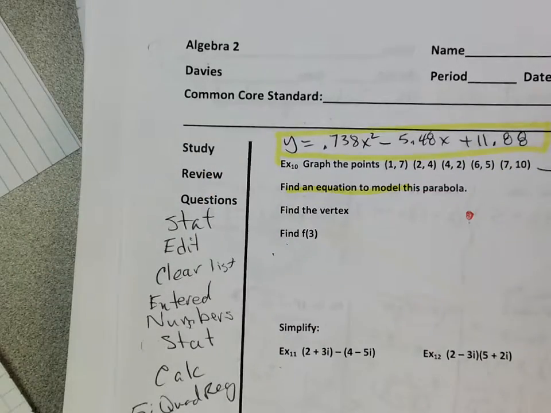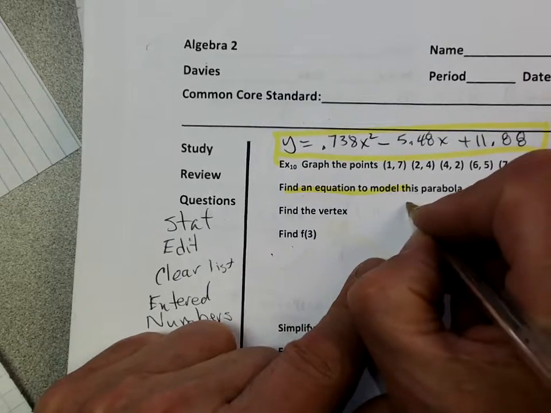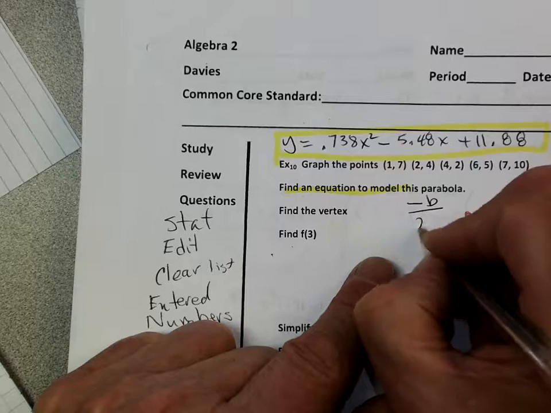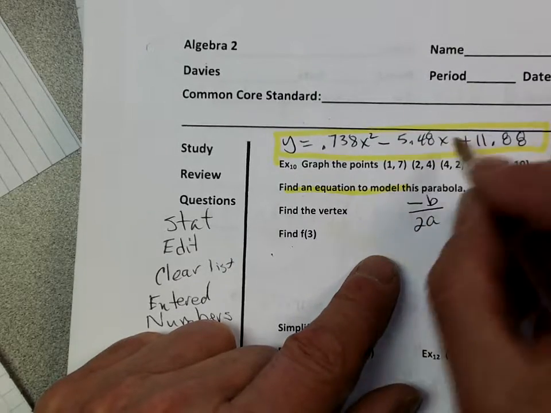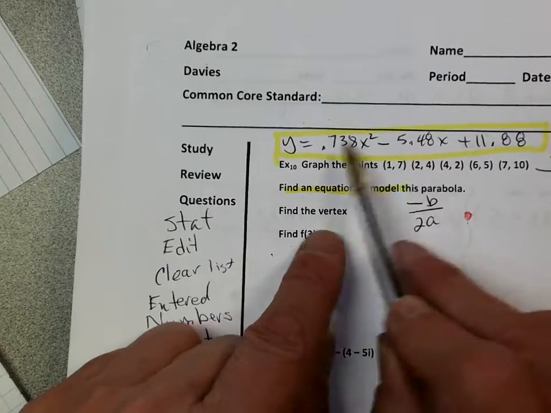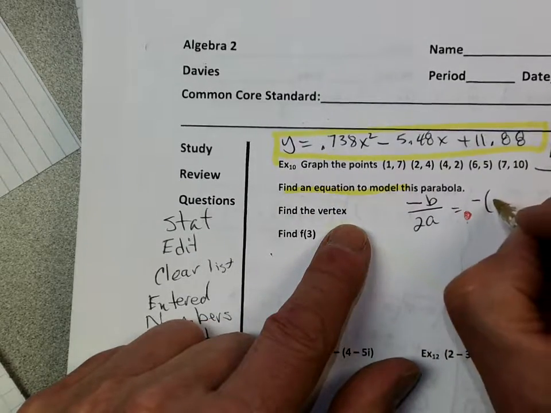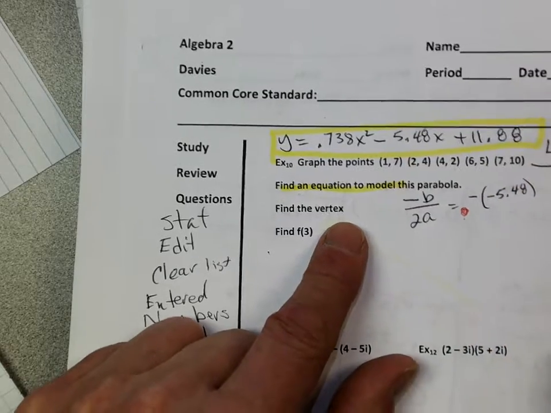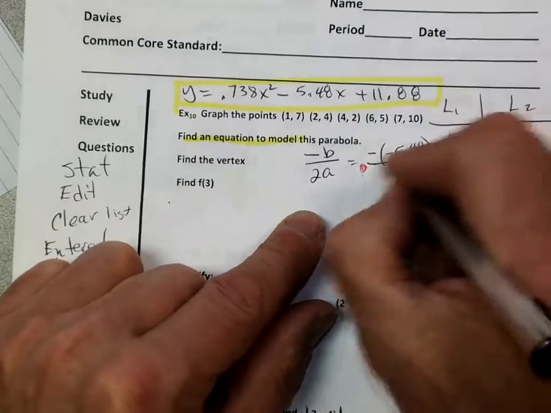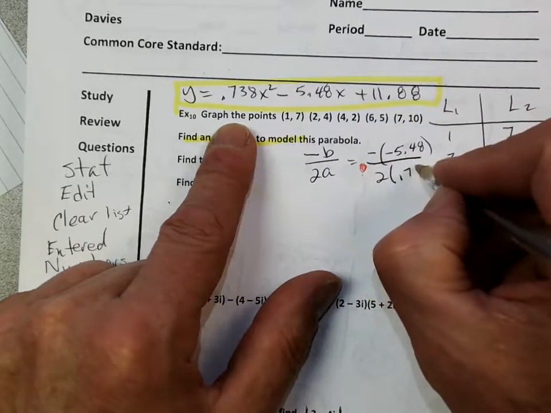Now the vertex. We've got to find the vertex. We're going to use negative b over 2a. I've got decimals, but I don't care because I have a calculator. There's my b, and there's my a. So my vertex x-value is going to be negative 5.48 over 2 times 0.738.